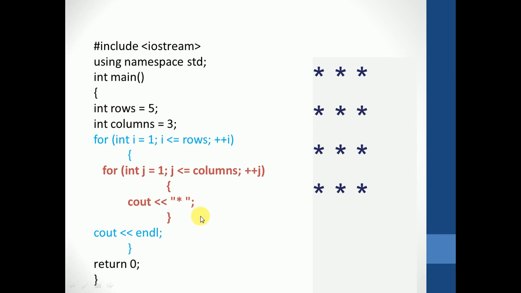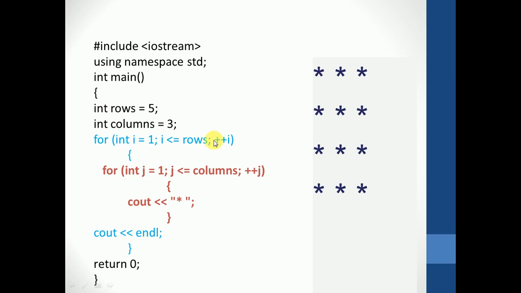Now after 3, your j gets incremented to 4. So now, is 4 less than or equal to 3? No, the condition is not satisfied. So where does it go? Yes, it comes to the next line. So you see the endl. Now it comes to the next line, which is my third row. Then it sees the closing bracket.